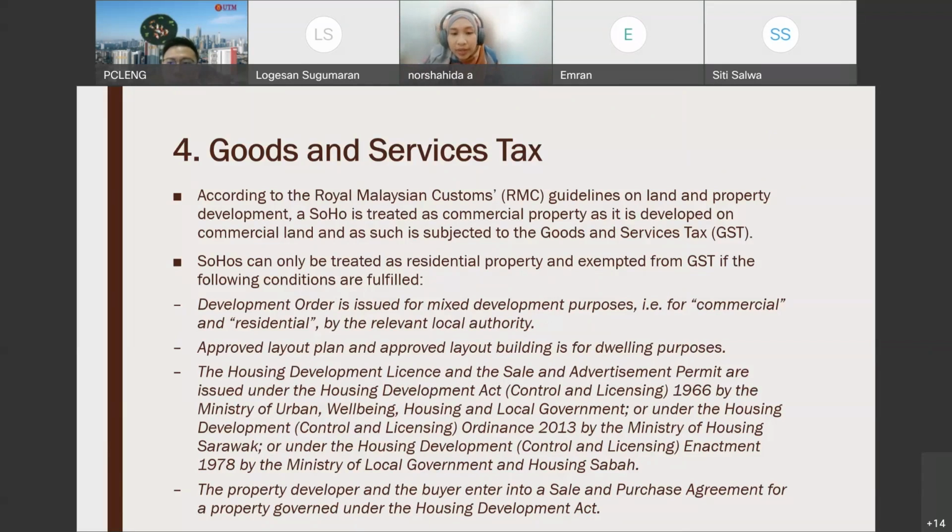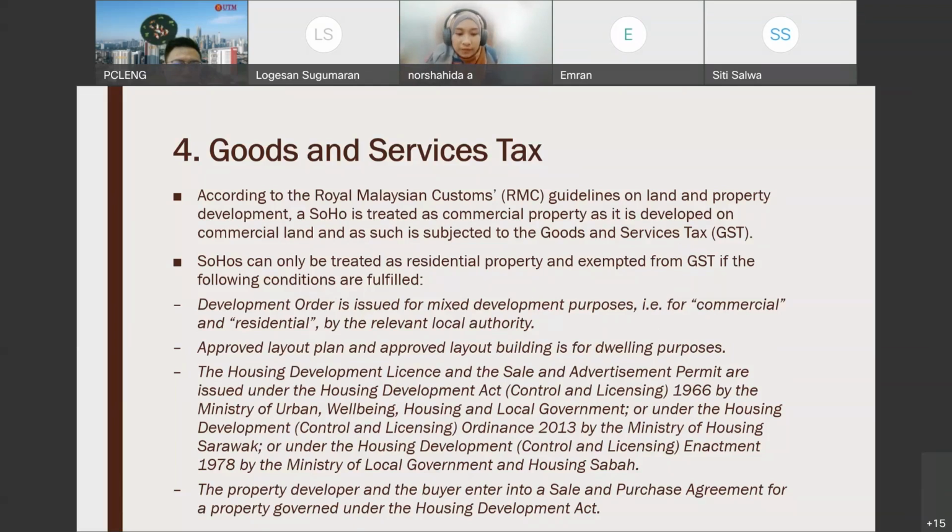And then the approved layout plan and approved layout building is for dwelling purpose. Okay. And then the housing development license and also the sales and advertisement permit are issued under the Housing Development Act by the Ministry of Urban Wellbeing, Housing and Local Government, or under the Housing Development Ordinance by the Ministry of Housing Sarawak, or under the Housing Development Enactment by Housing Sabah, Local Government and Housing Sabah.